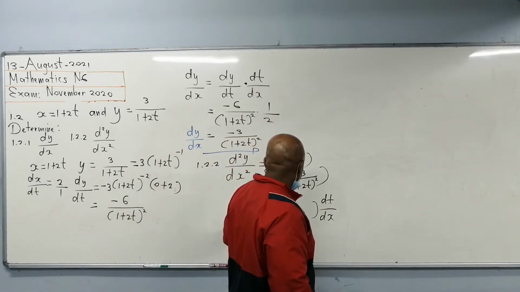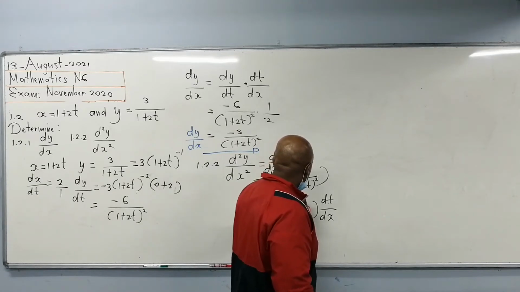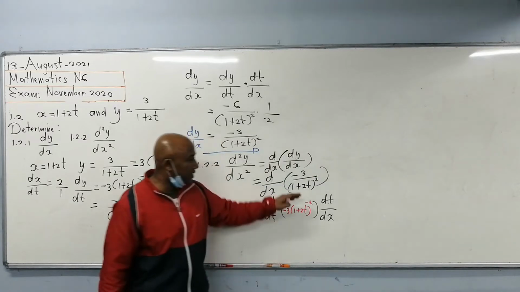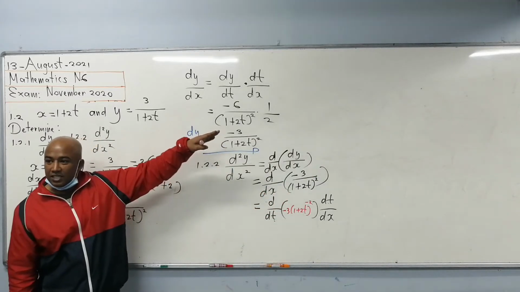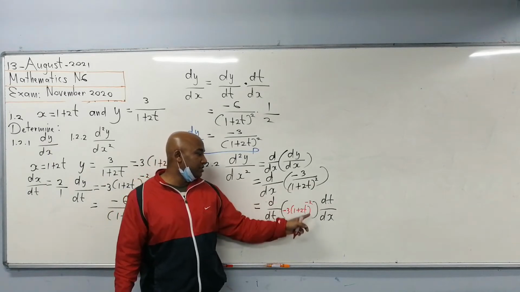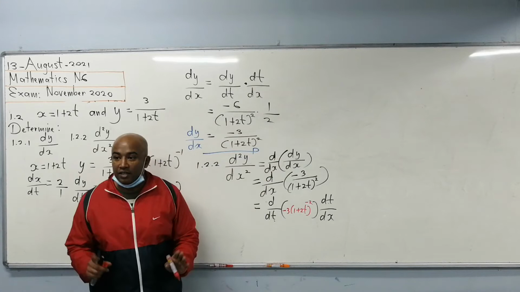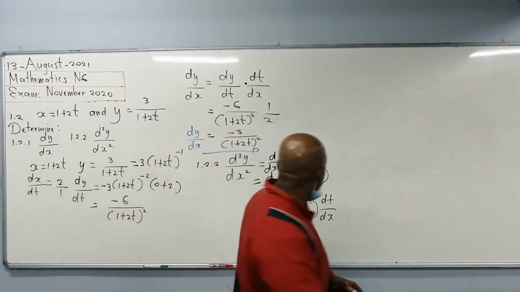So what do I have? I have minus 3, and that's 1 plus 2t to the power minus 2. So what I'm going to do is I'm just rearranging it, take it to the top, because I've got 1 plus 2t all squared in the bottom. Take it to the top, it's now ready for the chain rule.